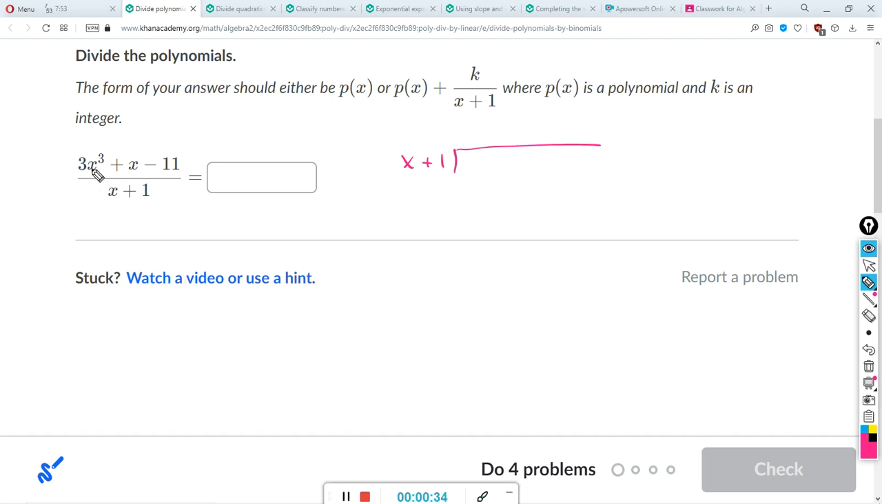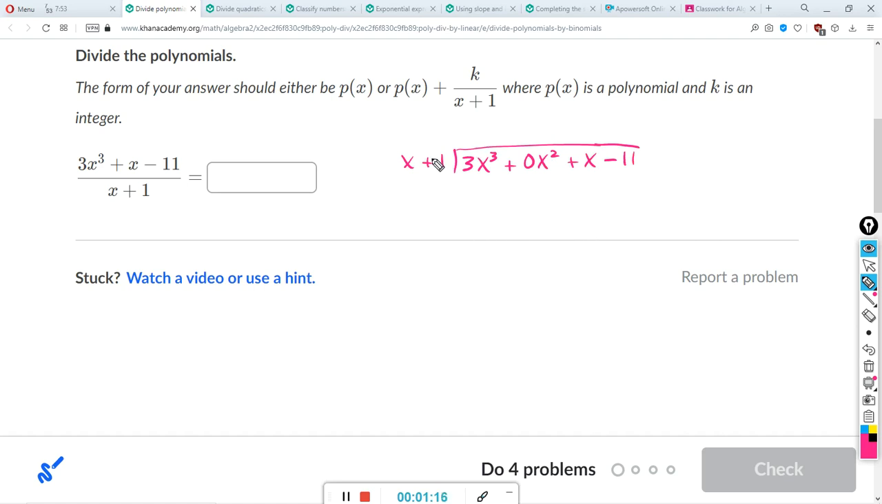And here in the numerator, we have 3x to the third. And notice we don't have an x squared. Okay, so I'm going to add a 0x squared. Anything times 0 is 0, so I'm basically just adding 0. It doesn't change anything. Then we have plus x minus 11. Okay, so see the exponents are in decreasing order: 3, 2, 1, and then there's no x here.